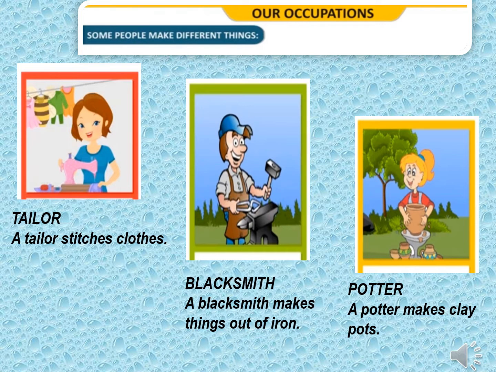Students, some more people who make different things. First is a tailor. A tailor stitches clothes. Students, do you know what is the difference between cloth and clothes? Cloth means an unstitched fiber, a piece of cloth which is not stitched, whereas clothes means the stitched cloth. When we stitch the cloth, it becomes clothes. So a tailor makes clothes out of cloth. So who's the next one? Next is a blacksmith. A person who makes things out of iron is known as a blacksmith. Next is a potter. A potter makes clay pots.